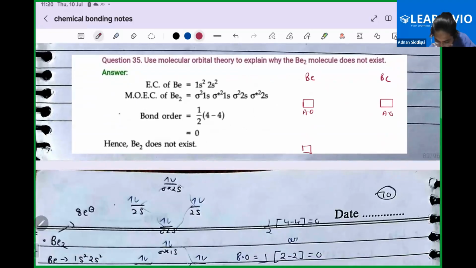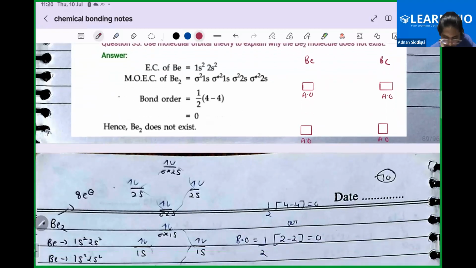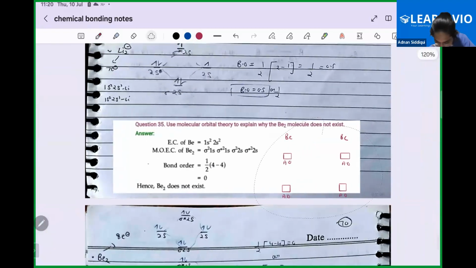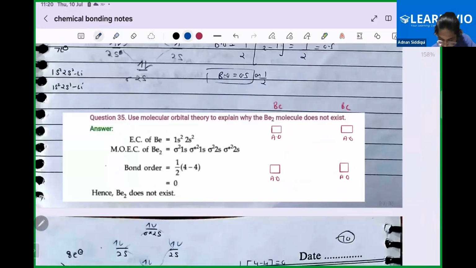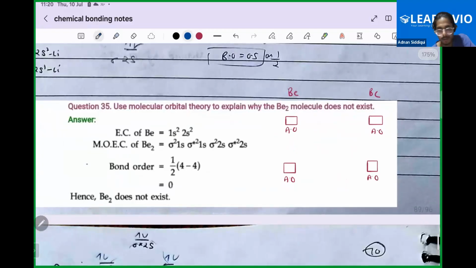Let us start with the one. Be2. I will think. See, isn't it a little close? We don't have some space. Let us try to make the four boxes in the middle.